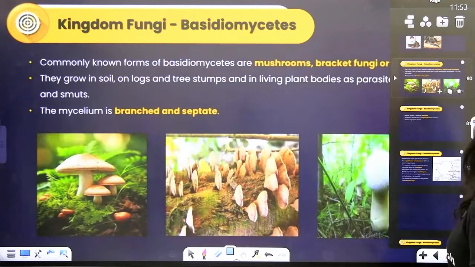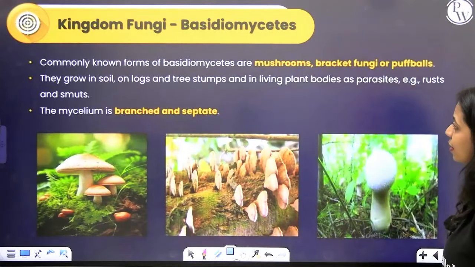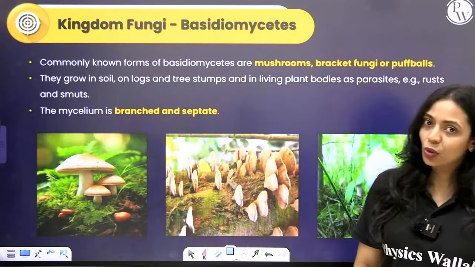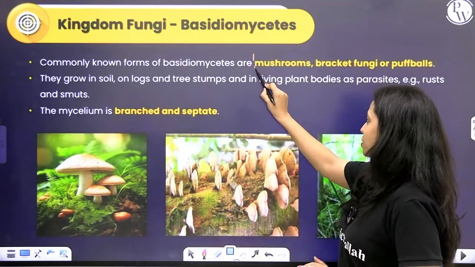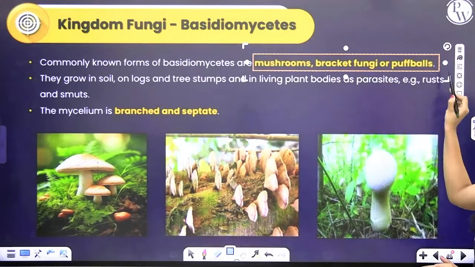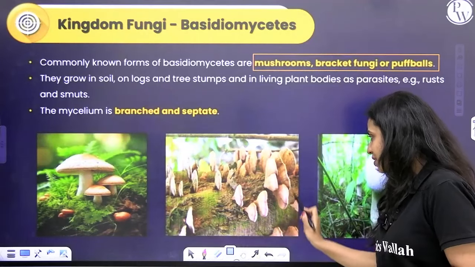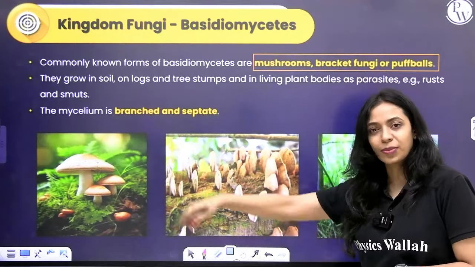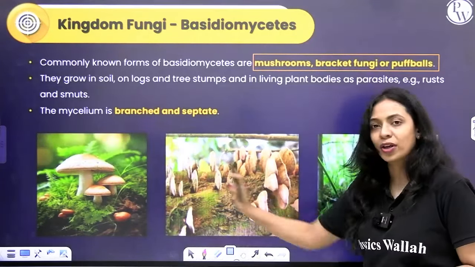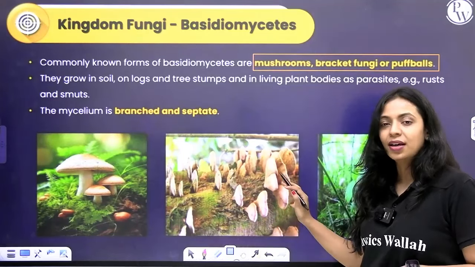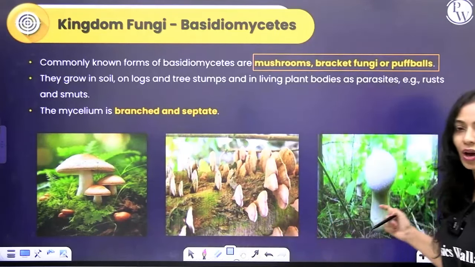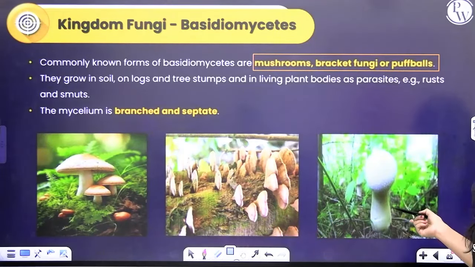Now let's talk about basidiomycetes or club fungi. The most commonly known type of basidiomycete is the mushroom. Along with that, you have fungi called bracket fungi. You may have seen this. Mushrooms have this umbrella-like structure. These also belong to the same group, basidiomycetes. These are called bracket fungi, and you have these kinds of fruiting bodies formed in some species. These are called puff balls.